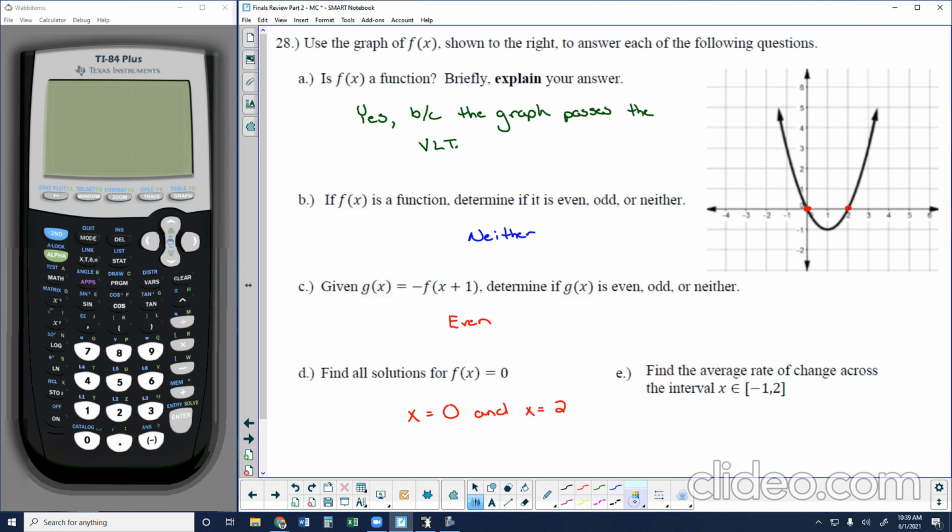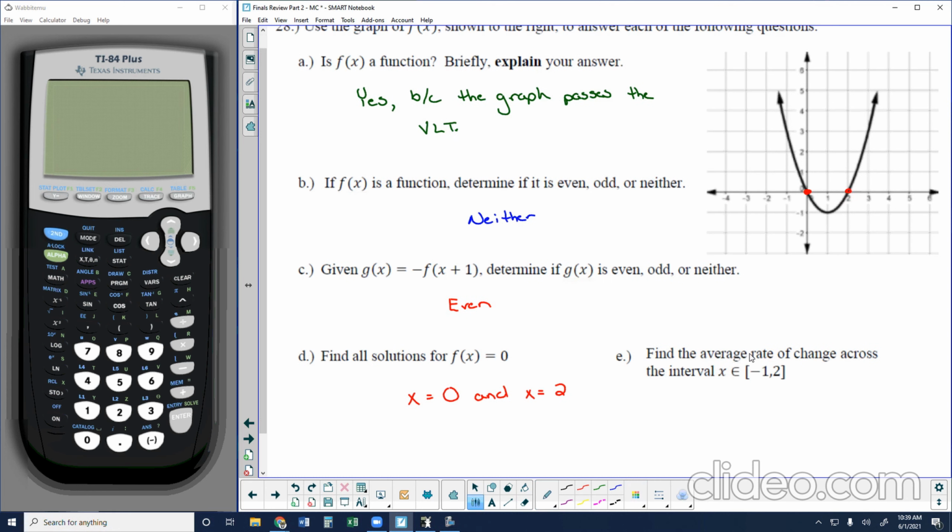In problem E, part E, it says find the average rate of change across the interval -1 to 2. Remember, average rate of change can be found as change in y over change in x, or y2 minus y1 over x2 minus x1. So the x interval I'm given here is between -1, x is -1, which we have the point here, -1, 3, and x is 2, which we have the point here, 2, 0.